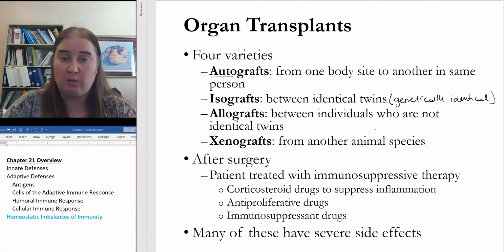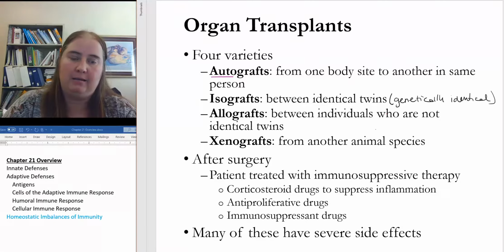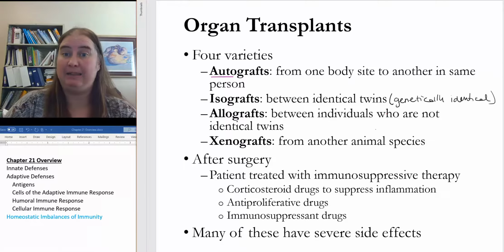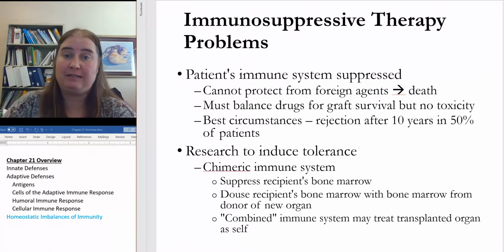Okay. So a transplant occurs, and after surgery, what they do is they suppress the immune system. So they put a patient on immunosuppressive therapy. And that's because, again, we don't want the immune system to recognize that graft, that transplant that has just been put inside their body. So they'll give corticosteroids to suppress inflammation, anti-proliferatives to prevent that proliferation and differentiation we just talked about from occurring, and then further immunosuppressive drugs that dampen the entire immune system. Now again, not ideal because these all have fairly significant side effects.